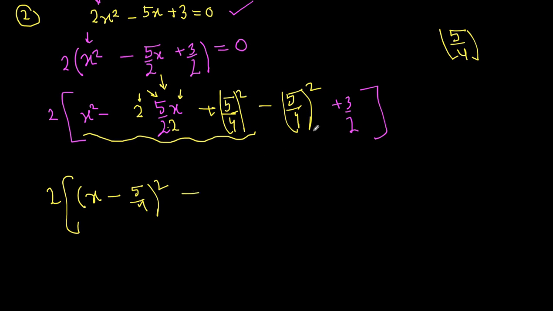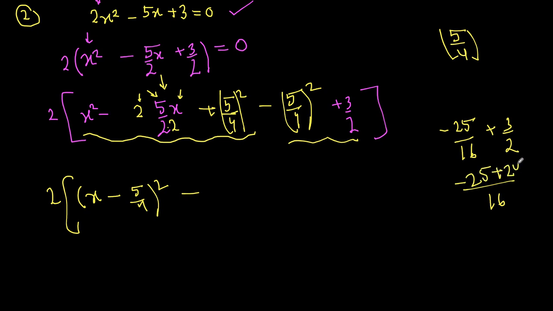Minus. Now we will try to simplify these two. So 5 over 4 square is 25 over 16, so minus 25 over 16 plus 3 over 2. So what you will get here is 16 minus 25 plus 24, so you will get minus 1 over 16. So I will write minus 1 over 16 here. That is equal to 0. You can write it for all of them equal to 0 because we started with a quadratic equation.